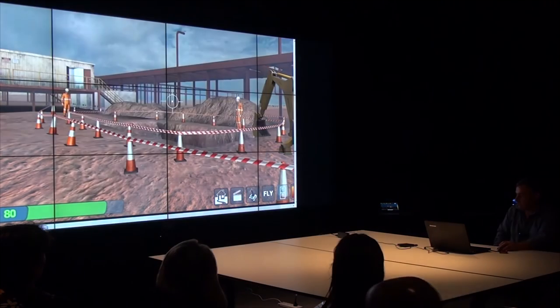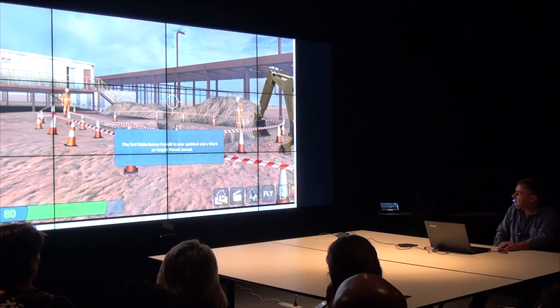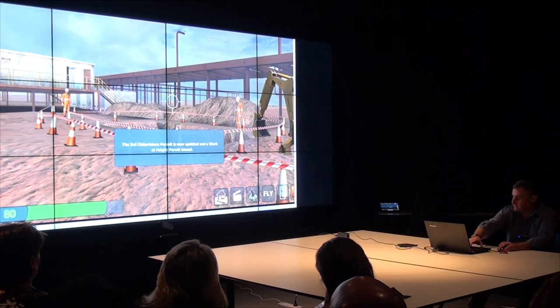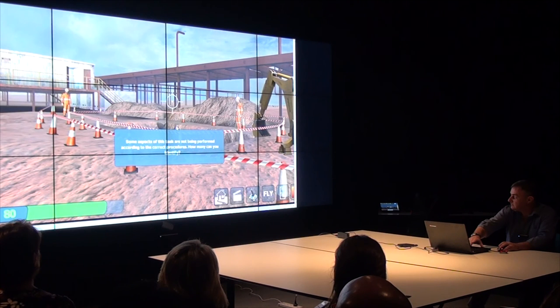So that's got a lot more information on that one there. Is a modified soil disturbance permit required for this job? The soil disturbance permit is now updated and a work at height permit issued. All pre-work issues have been addressed. Work can now commence. Some aspects of this task are not being performed according to the correct procedures. How many can you identify?